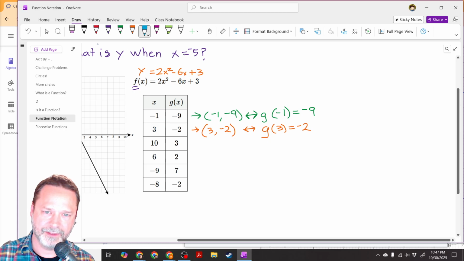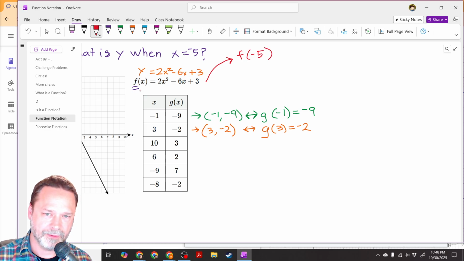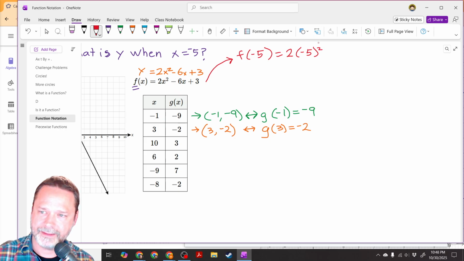Here's my definition for f of x. So right here I get f of -5. One way to think about this, and this is the way I like to think about it, is if on the left side I replace x with -5, then on the right side I replace x with the same thing. That is a very important thing to do. So f of -5, instead of 2 times x squared, is going to be 2 times -5 squared, minus 6x, so minus 6 times -5, plus 3.